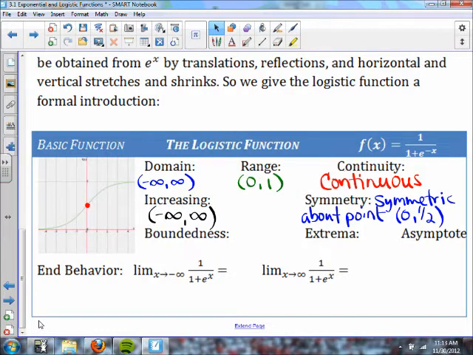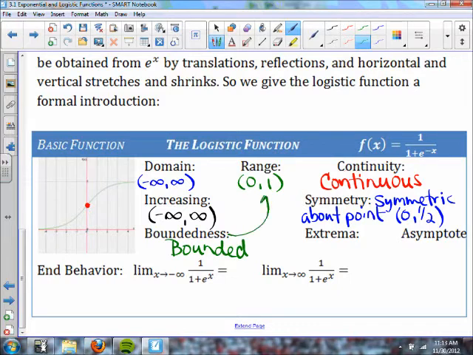Now, if we look at our boundedness, is it bounded above, bounded below, both, or neither? It is bounded by both. So this would be considered a bounded graph. And remember, our boundedness goes with our range. There's a lower part of our range at 0. There's an upper part of our range at 1. So that's why it's bounded.